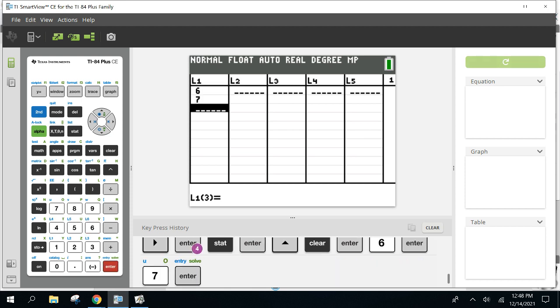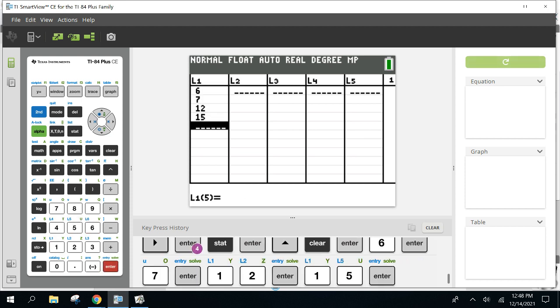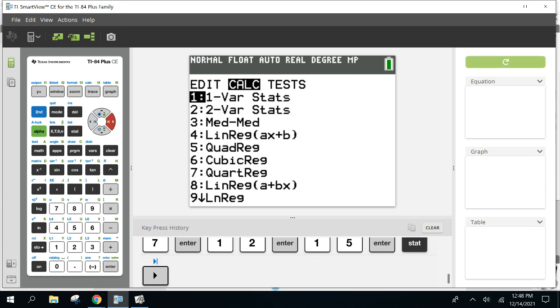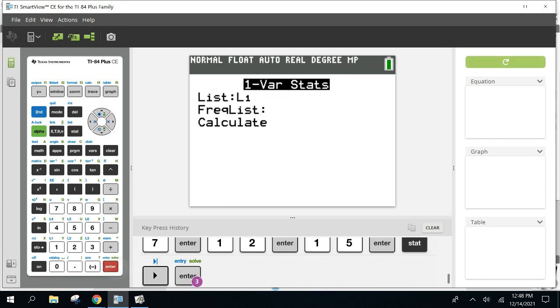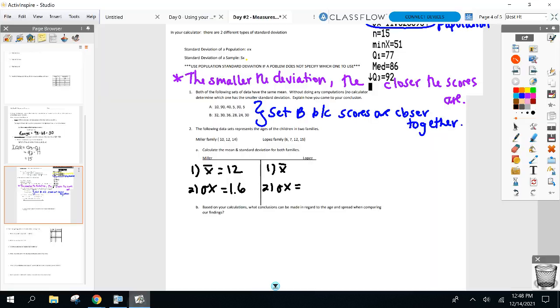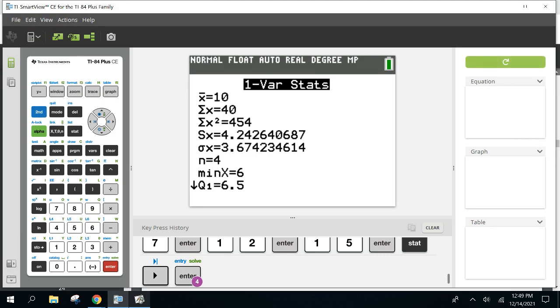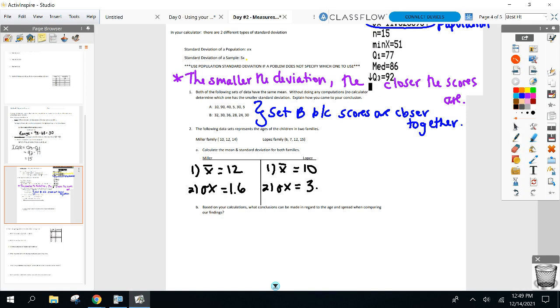Six, 7, 12, 15. Stat, calc, 1-bar stats. All right, so mean of 10, and shockingly, their population standard deviation is 3.7 if I go nearest 10th. A little bit bigger than the Millers, which is what we predicted. So I just wanted to show you using actual numbers that this is true.